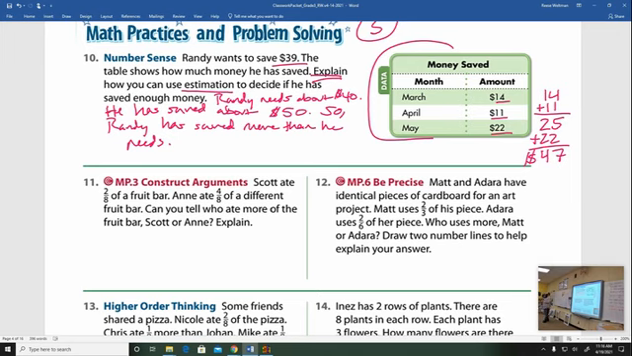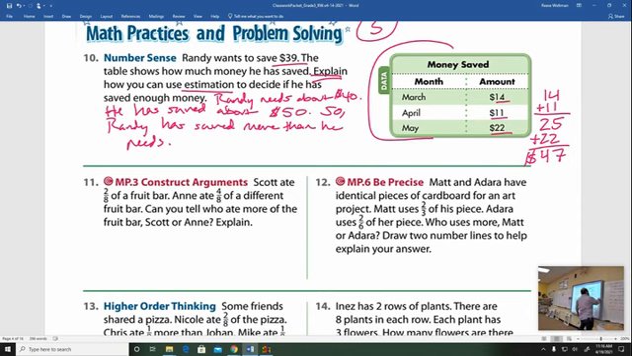You guys have some really good sentences, though. Just make sure you're reading the questions entirely. Because this one asked you for estimation. They wanted you to estimate. Do some rounding. Say about. Remember that word? That's one of our key words when you're estimating. About.